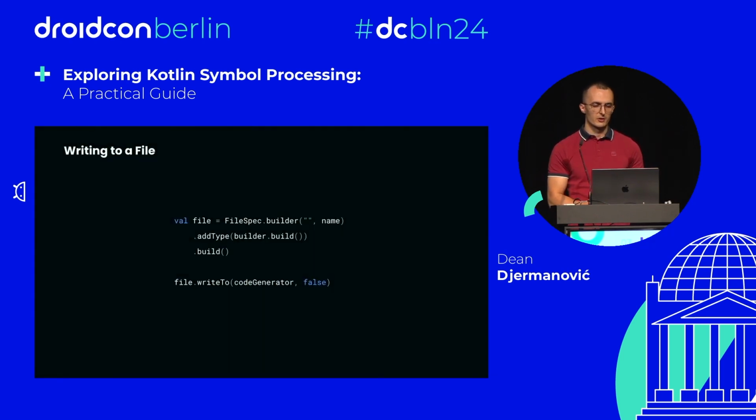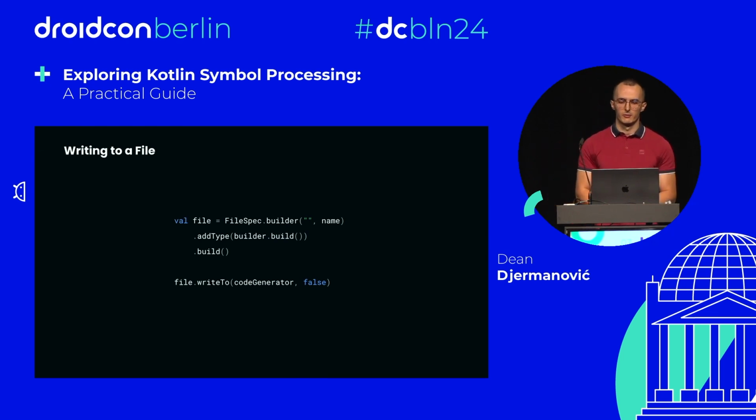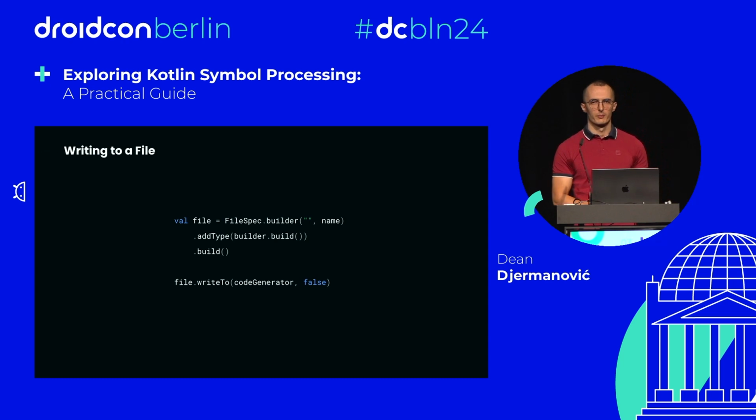Once we have these builders, we can write them into a file. To do that, we need to create a FileSpec instance, because FileSpec represents a file in Kotlin Poet. To create a FileSpec instance, we can use FileSpec.builder and pass in the name of the file. After that, we use addType on the FileSpec builder and specify the type that we are writing into this file. In our case, these are the builders that we created in the previous step. Finally, we are calling the build method on the FileSpec builder to get the FileSpec instance.